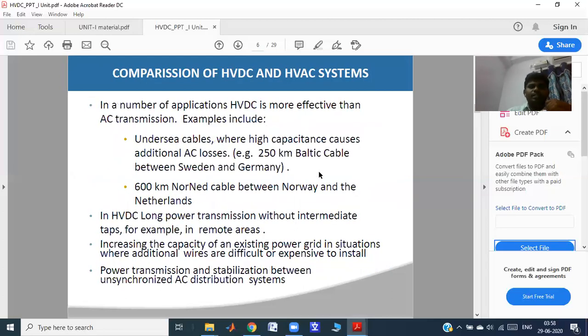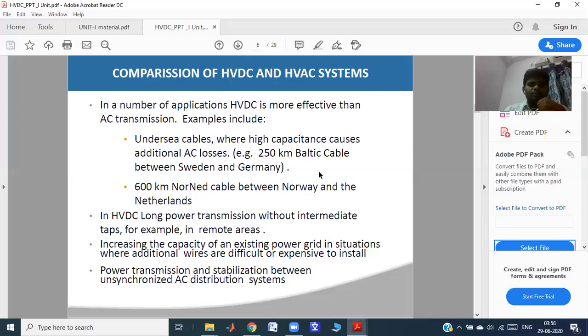In a number of applications, HVDC is more effective than the AC transmission system. Examples: undersea cables, where the high capacitance causes additional AC losses. During AC transmission, capacitance is present. A 250 kilometer submarine cable, the Baltic cable, is installed between Sweden and Germany. Similarly, 600 kilometers is connected between Norway and Netherlands.